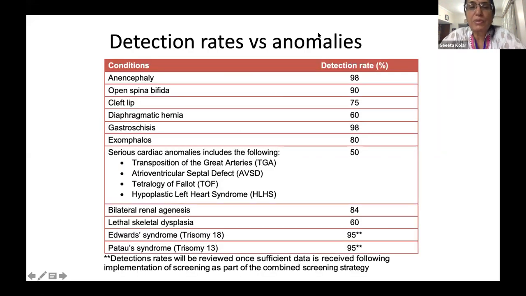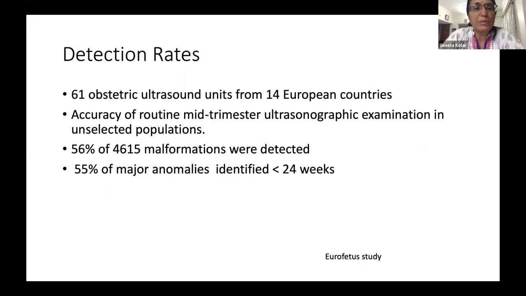So what is the detection rate versus abnormality? Anencephaly, I must say, by 12 weeks, it should actually be 100%. Open spina bifida, 90%. Where do we fall down? It is in cardiac, only 50%. Right? So depending on the type of abnormality, depending on the experience, depending on the time you've spent, you can have better detection rates. If you see 61 obstetric ultrasound units from 14 European countries, they have found the accuracy in unselected populations. They found only 56% were detected, and 55% of the major anomalies were identified before 24 weeks.